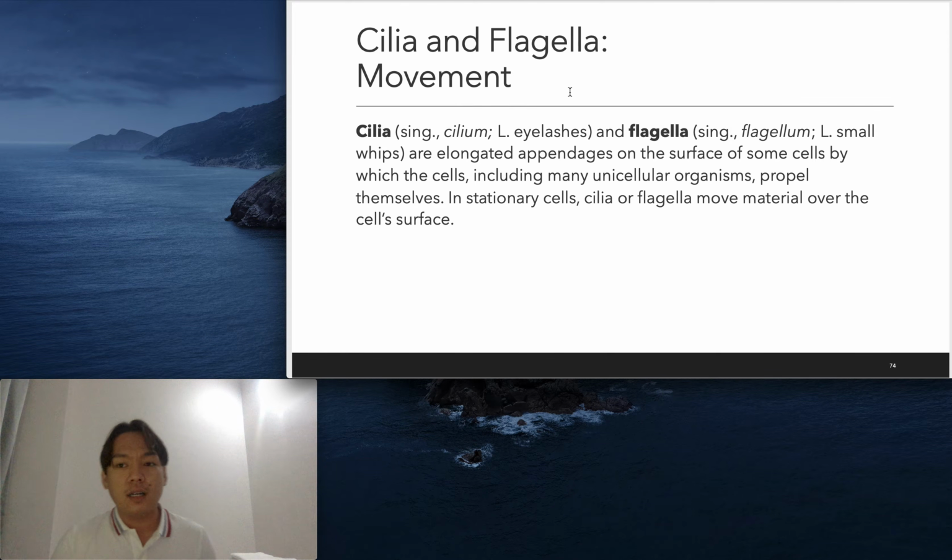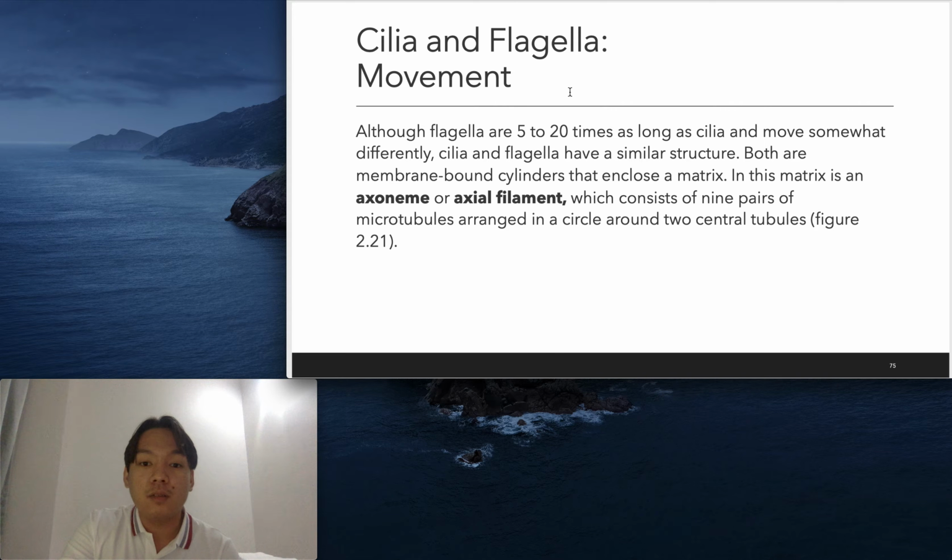Also, with the prokaryotic cell, some of them have cilia and flagella. In stationary cells, cilia or flagella move material over the cell's surface. So the propulsion, the locomotion, is being used with these two organelles. Although flagella are 5 to 20 times as strong as cilia, they move somewhat differently.